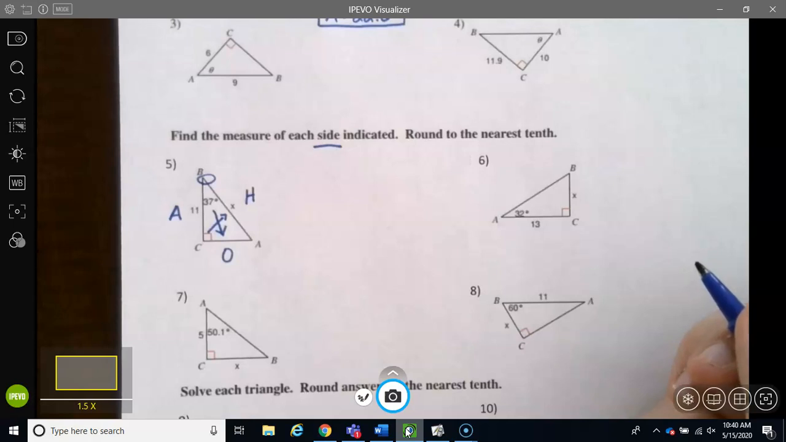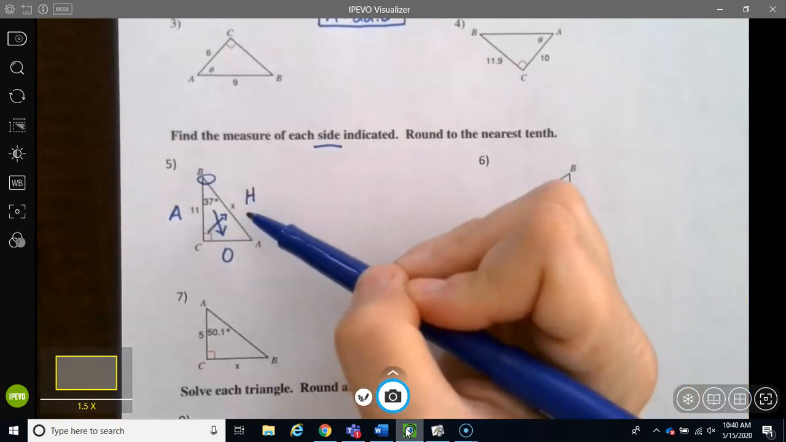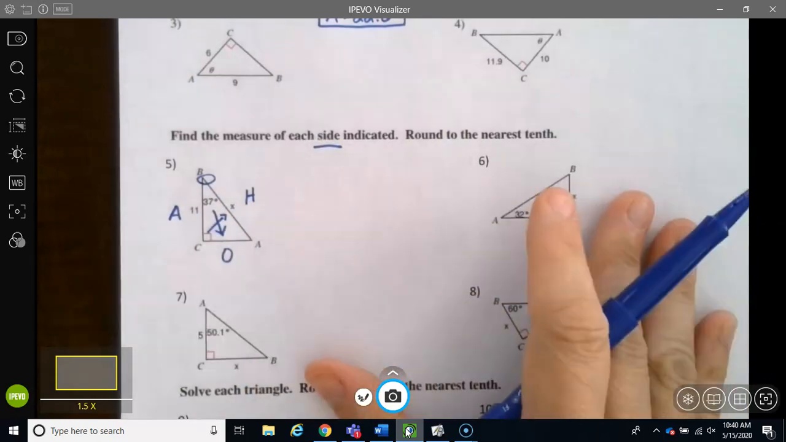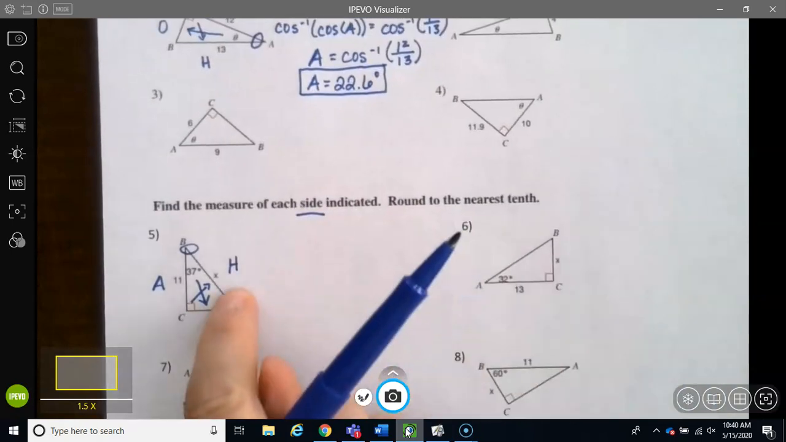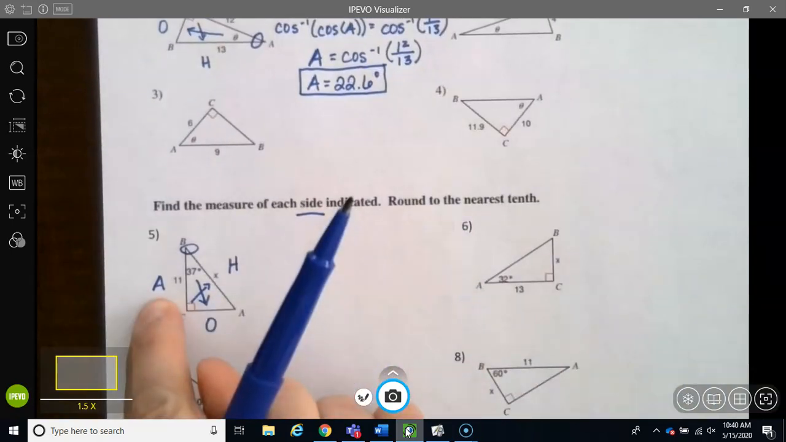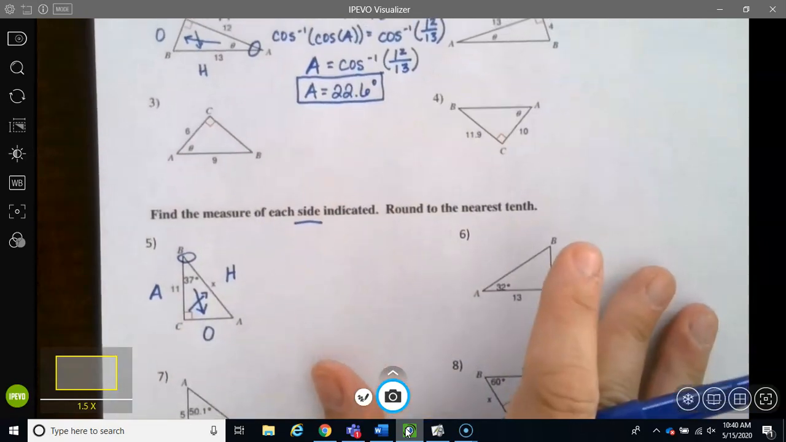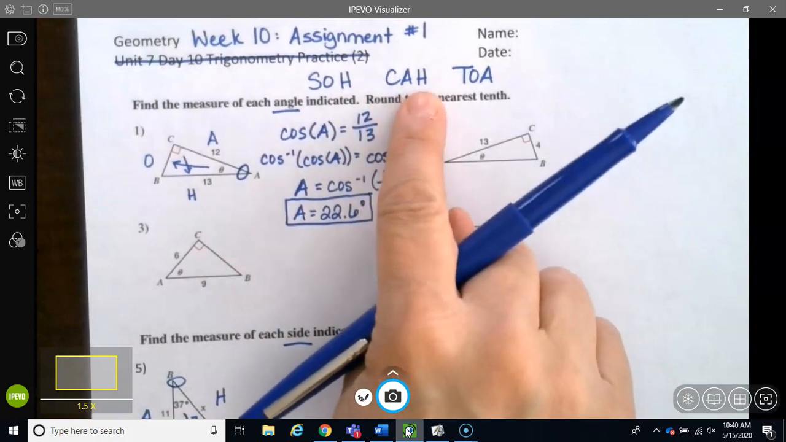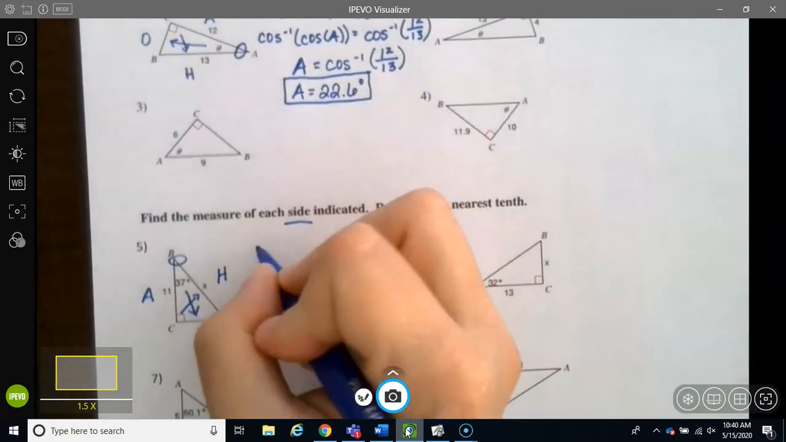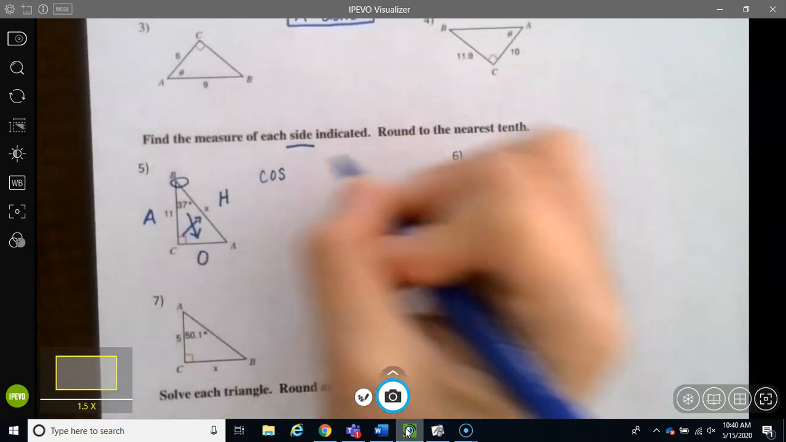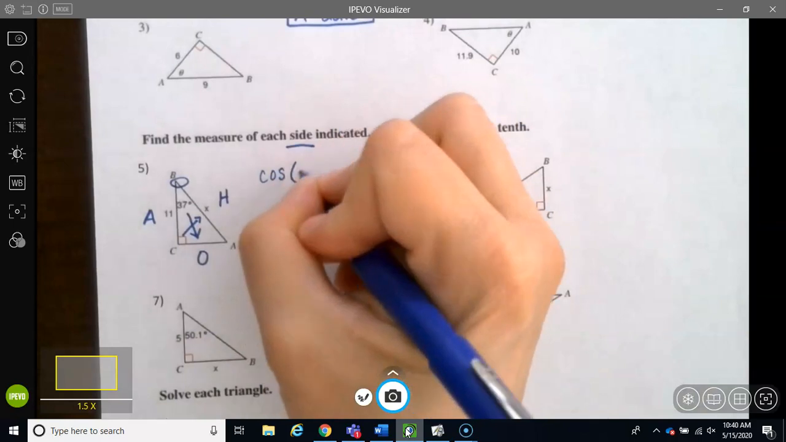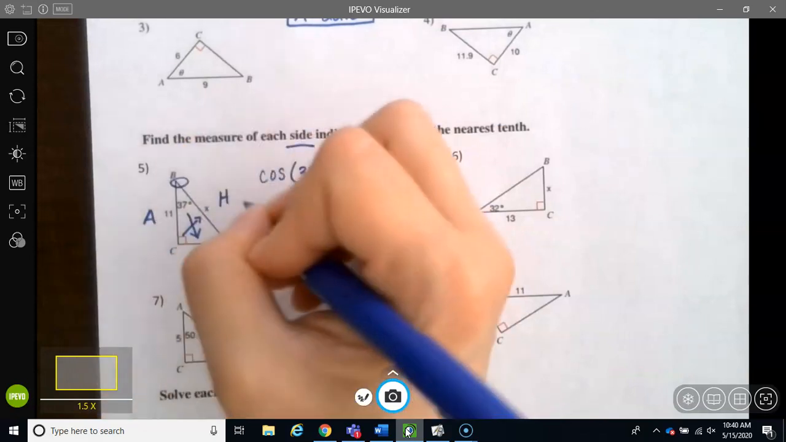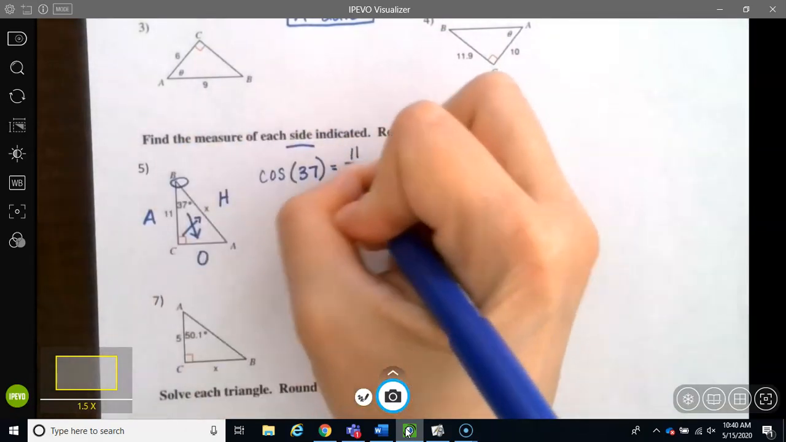Whenever you're trying to find a missing side, you got to use the side that you're trying to find and the side that you know. So we're going to be using adjacent and hypotenuse. Because the hypotenuse is the side we don't know, and the adjacent side is the side that we do know. So that's why we use those two. So adjacent and hypotenuse, again, is cosine. Cosine equals adjacent over hypotenuse. So cosine of angle B, which is 37 degrees, because that's our reference angle, you have to put the number in there, is equal to the adjacent side over the hypotenuse side. So 11 over x.